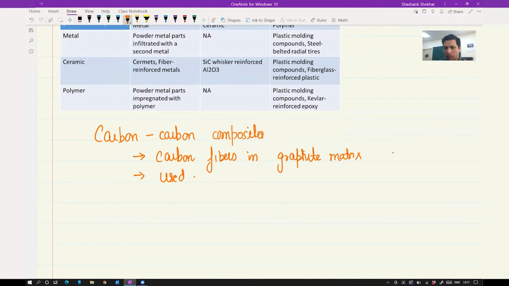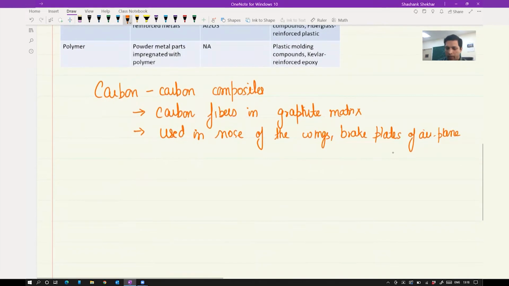So used in the nose, meaning the part which is in the front, which experiences the highest heat and stress, of the wings, and brake plates of airplanes. And the characteristics of such composites are very high temperature resistance and wear resistance.